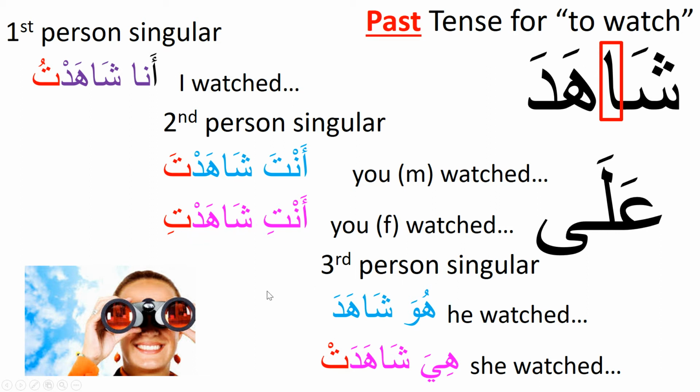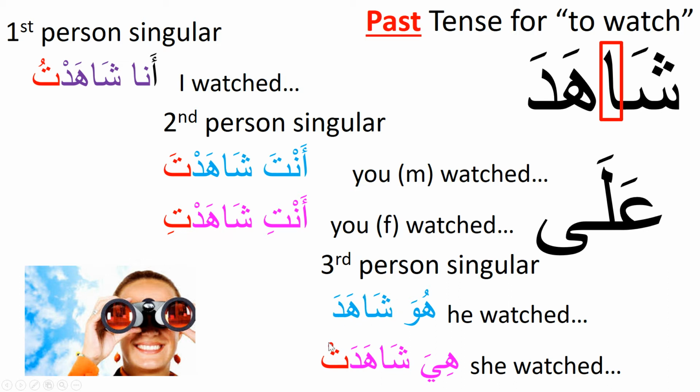Remember, there's no suffix, there's no prefix. In all these past tense conjugations, remember, there's no prefixes, there's only suffixes, except for in the case of he did something, right? But when we talk about he did something, you have to pronounce that fatha above the final letter of that verb. So it's huwa shahada. Don't say huwa shahad, say huwa shahada.